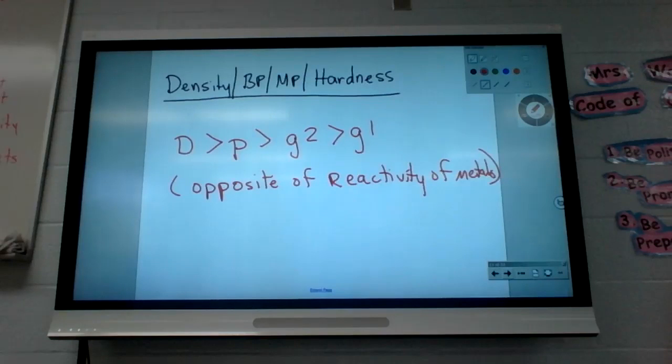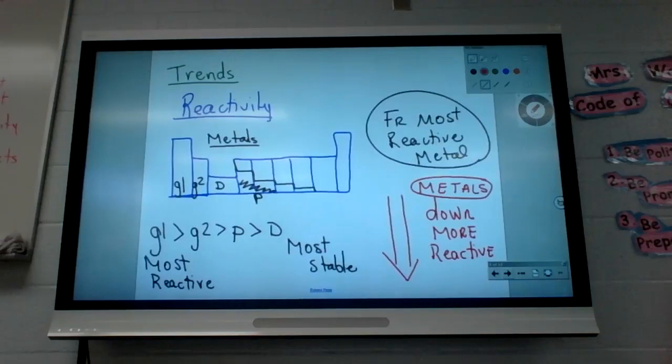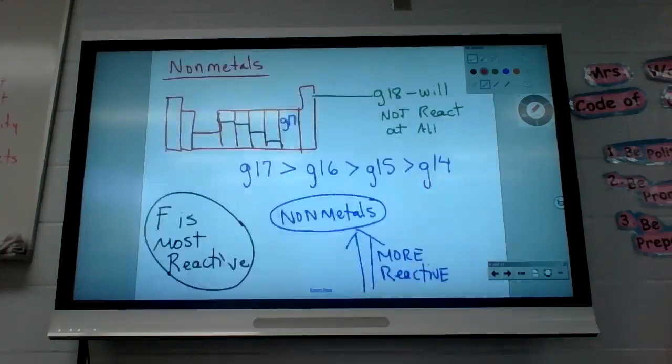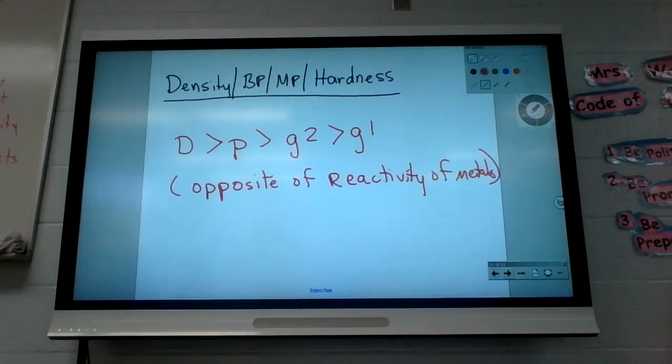So we've done 3 trends today, but 2 of them are the opposites of each other. This one that we just did is the opposite of this one. We said group 1 was the most reactive, right? And D was stable. And here we said who was the greatest? D. It's the exact opposite.